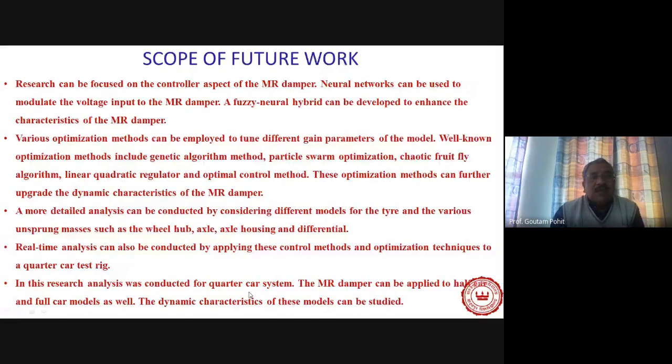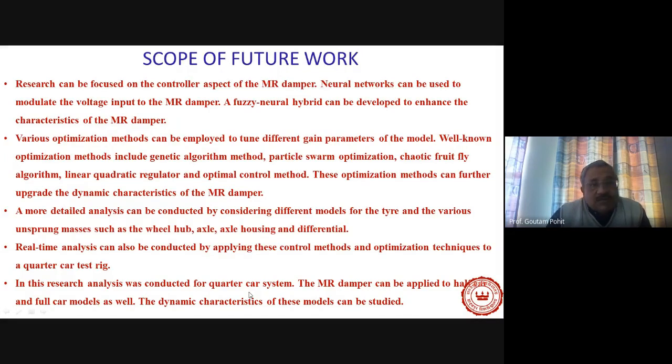And if you want to do some future studies on this MR damper, neural networks can be used. A fuzzy neural hybrid development can be done for the MR damper. Various optimization methods can be employed to tune different gain parameters of the model. A more detailed analysis can be conducted by considering different models for the tire and the various unsprung masses such as the wheel hub, axle housing, and differential.